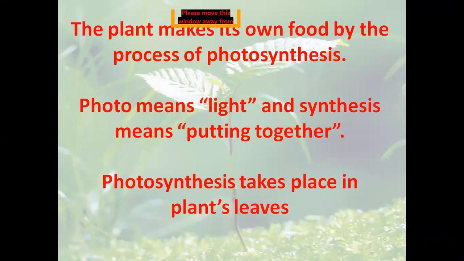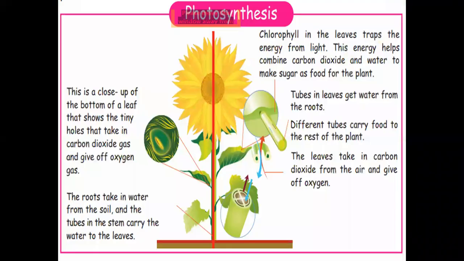So we put what? We put light? No. We use the light to put what? To put carbon dioxide and water together. And this process takes place in the leaves of the plant.